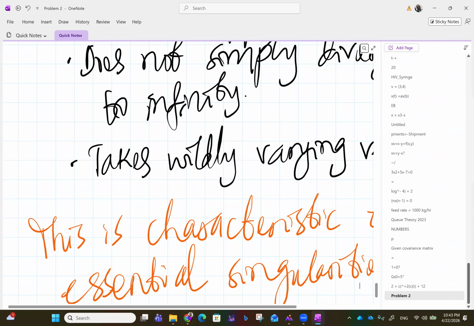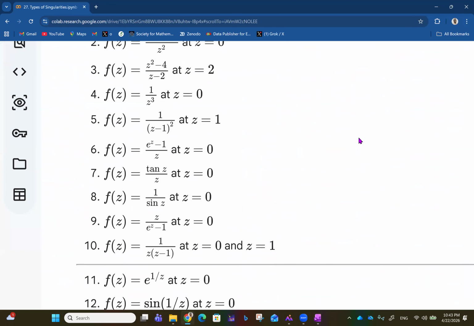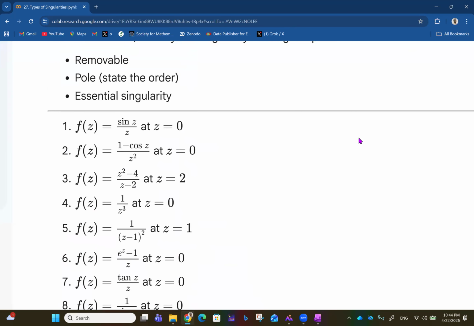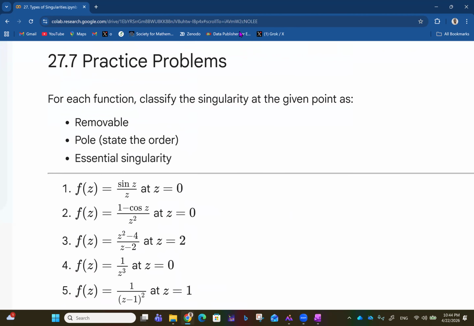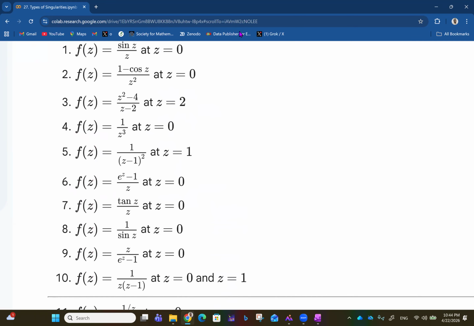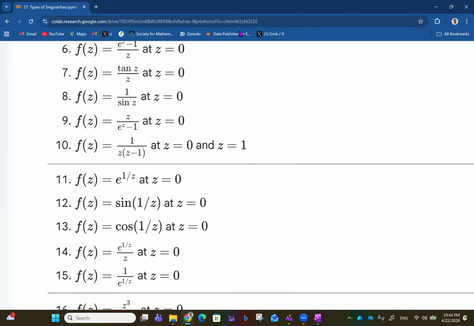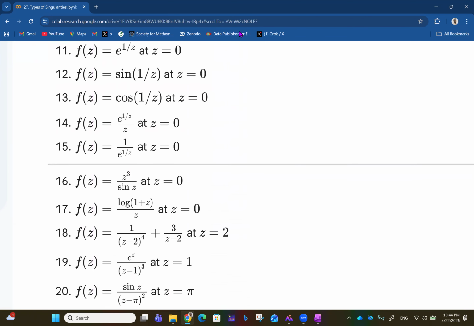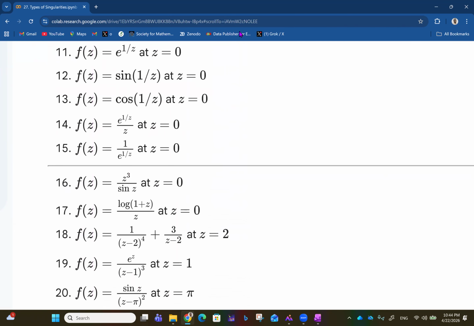So I'll flash the questions again for you to try your hands on. Practice problem: for each function, classify the singularity at the given point as removable, pole, and you need to state the order if it's a pole, or essential singularity. See questions 1 to 10 and questions 11 to 20. Let me know how helpful this is for you, and if there's something else you'd like me to try out, feel free to let me know.